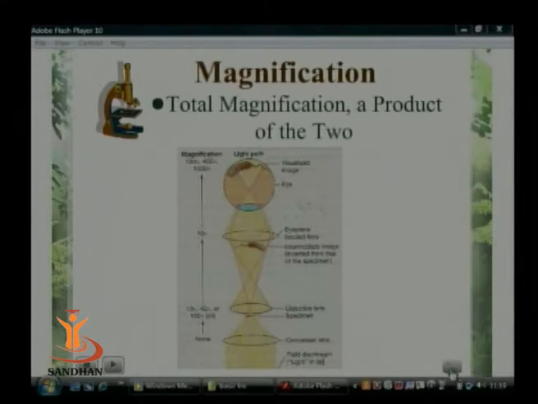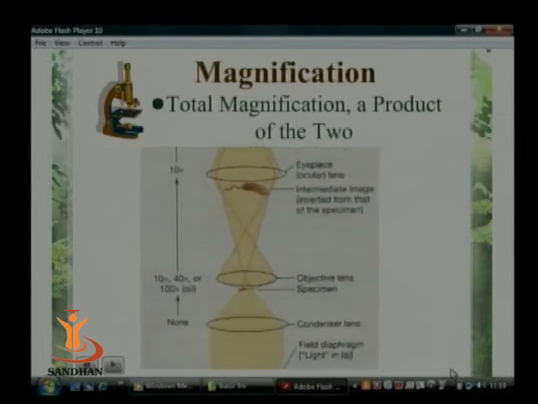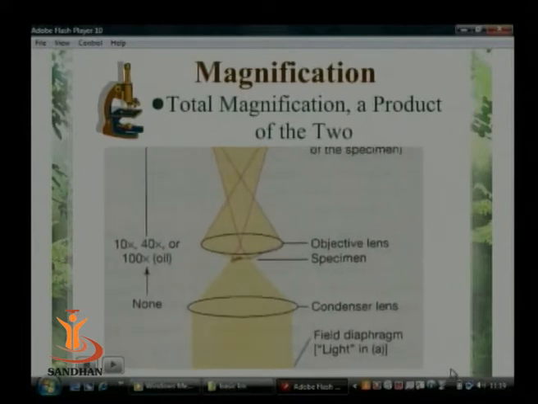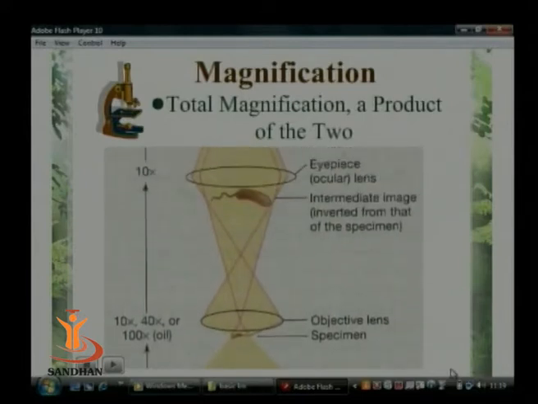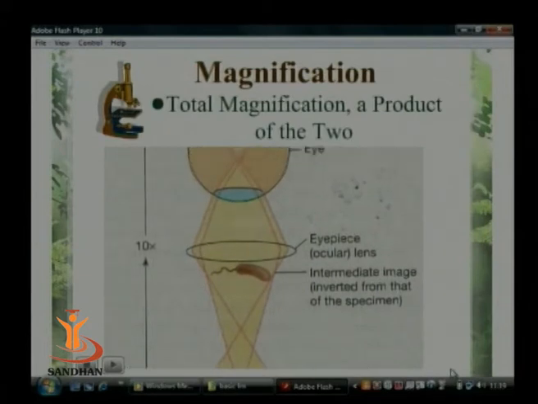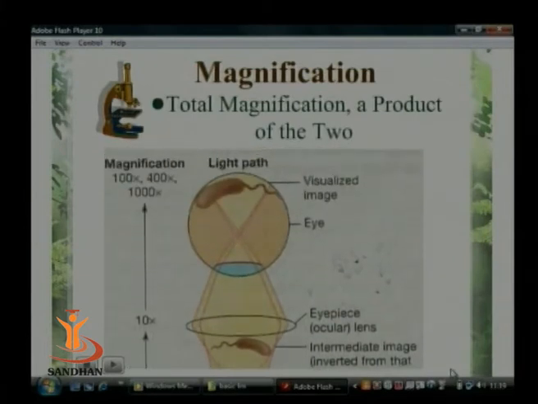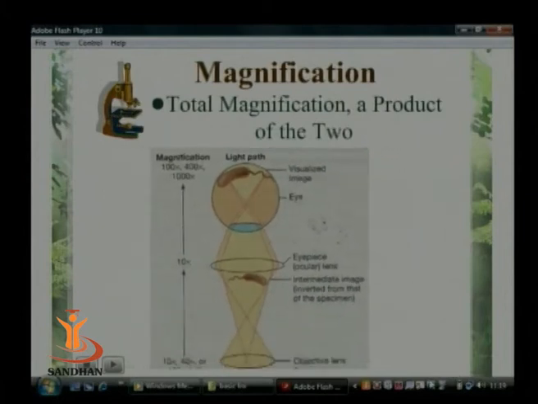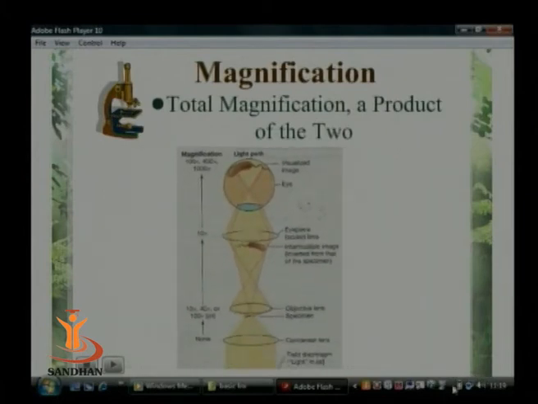Now you know that the microscope used in the laboratory has three different objective lenses with different magnification power: the low power with 10x, the high power with 40x, and the most commonly used lens for observing microorganisms, the oil immersion lens. The total magnification achieved is the magnification of the oil immersion objective multiplied by the magnification of the ocular lens. So the total magnification that we get is 100x, and you can see the virtual image which is 100 times magnified, and this is very convenient.